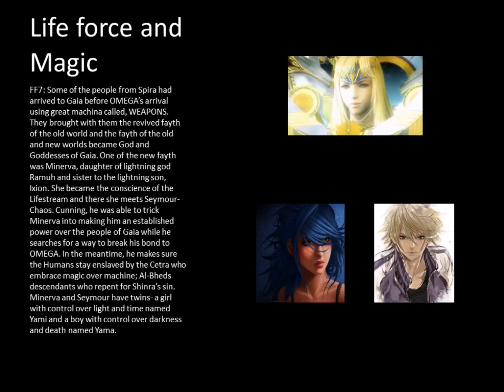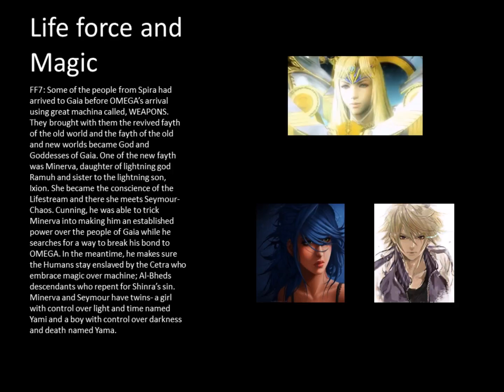Some of the people of Spira had arrived at Gaia before Omega's arrival, using great machina called Weapons. They brought with them the divine faith of the old world, and the faith of the old and new world become gods and goddesses of Gaia. One of the new faith was Minerva, daughter of lightning god Ramuh and sister of lightning son Ixion. She becomes the conscience of the Lifestream, and there she meets Seymour Chaos.